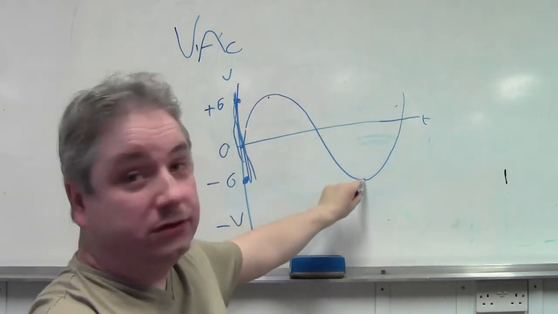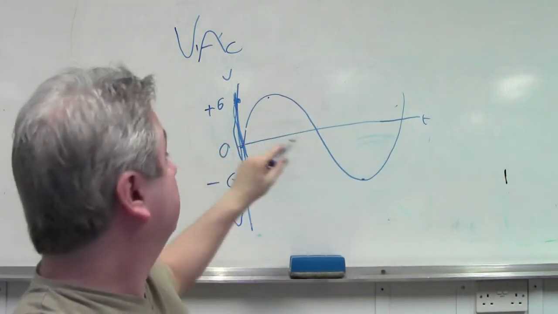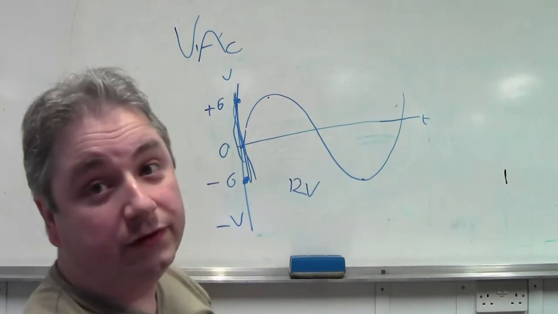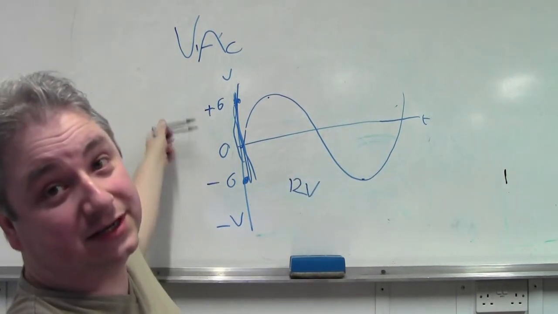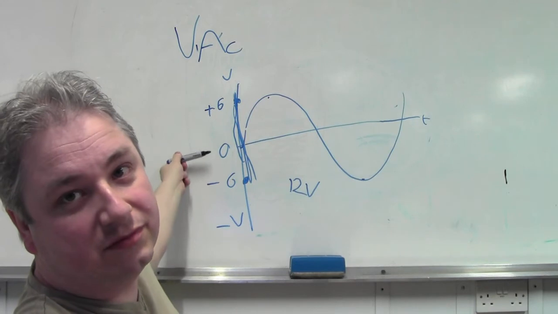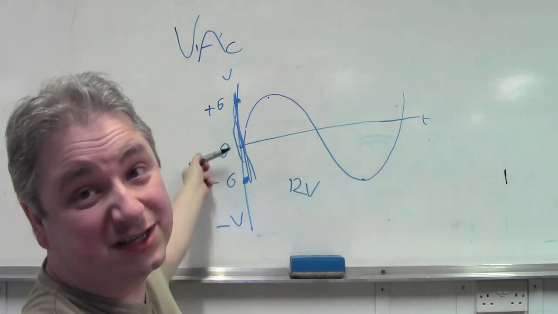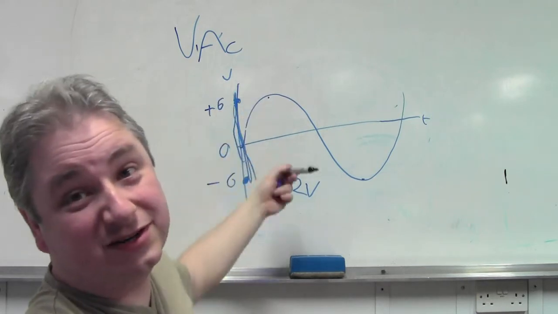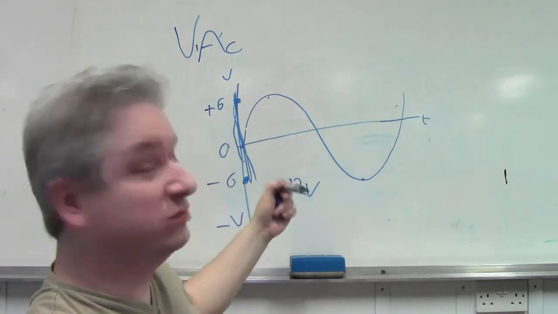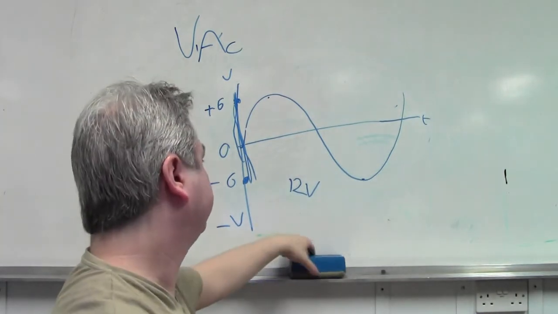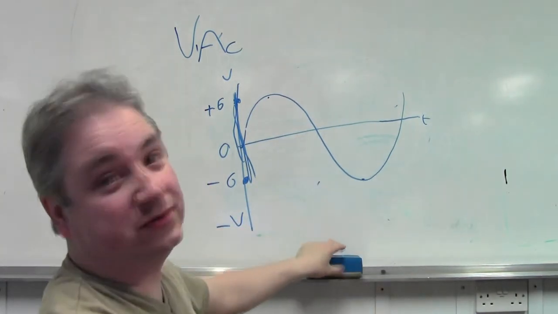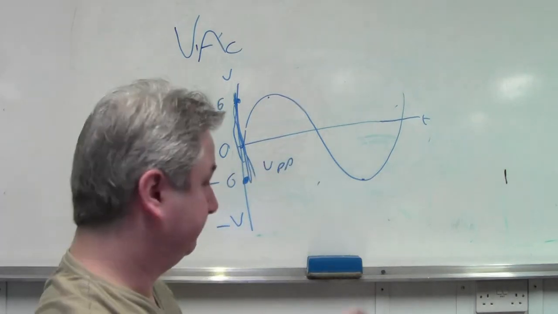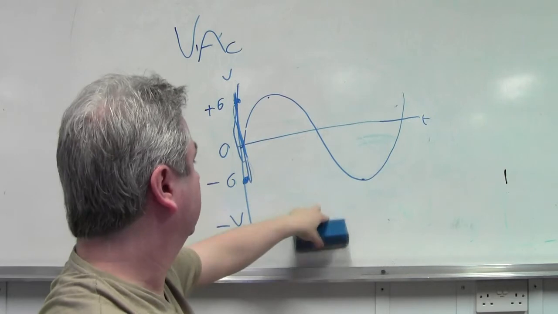From peak to peak, this voltage will be 12 volts. Why? Because it goes positive 6, negative 6. So 6 to 0, 6 to 0, 6 plus 6 is 12. From one peak to 0, from 0 to the next peak, it's 12 volts. That's what we mean by peak to peak. And it's normally represented as V P. 12 peak to peak.